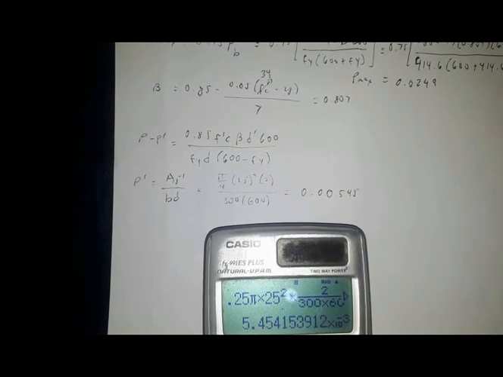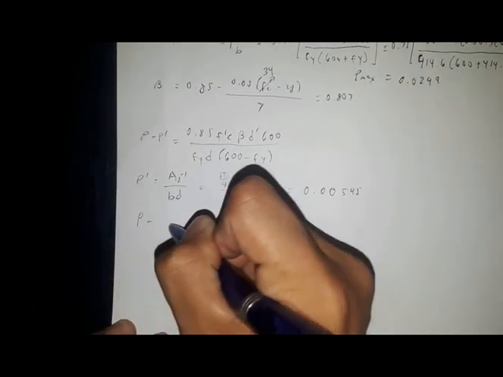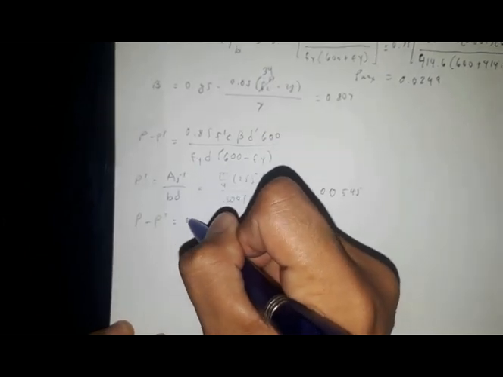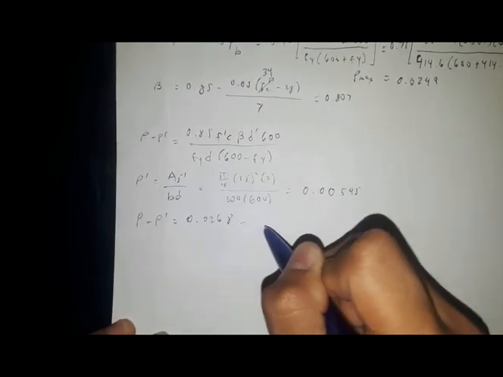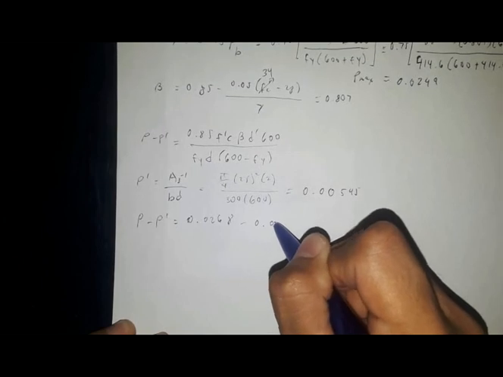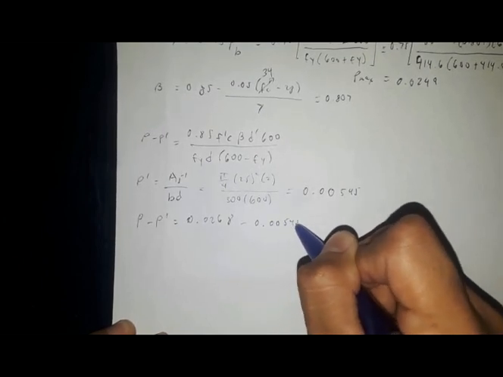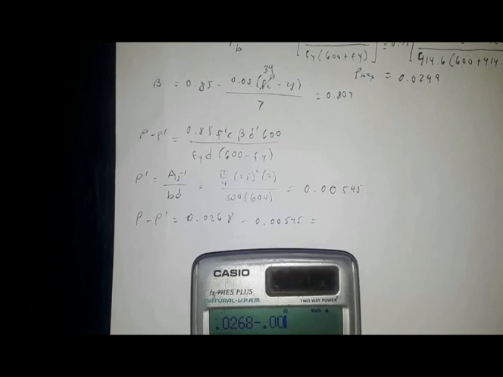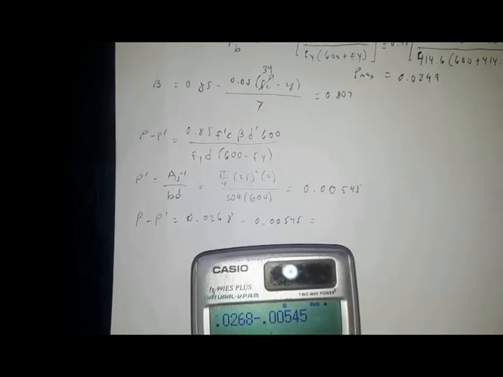Now, subtract natin yung rho minus rho prime. So, rho minus rho prime is equal to 0.0268 minus 0.00545, and that is equal to 0.02135.